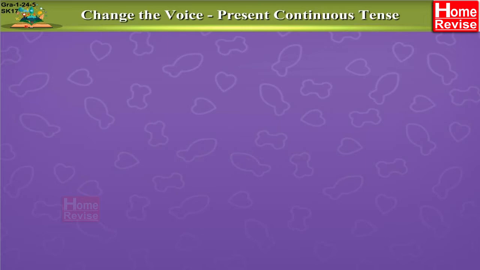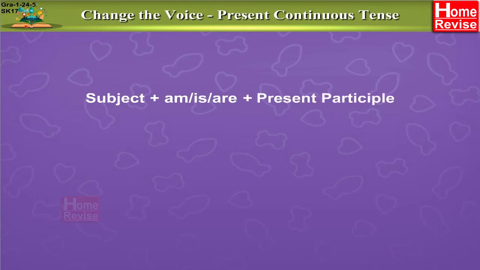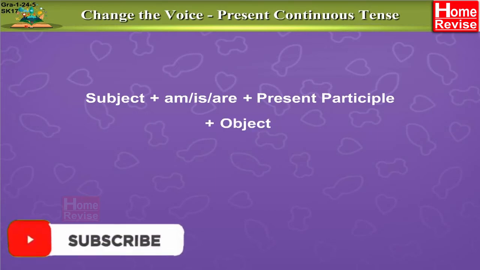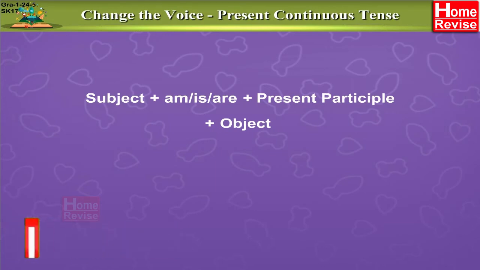Let's understand it. The sentence which is in the active voice always begins with the subject, which is followed by the to be form of the verb which is in the present tense, and that is either am or is or are, plus the present participle, that is the ing form of the verb, and which is followed by the object. So the word order is subject plus am or is or are plus present participle plus the object.